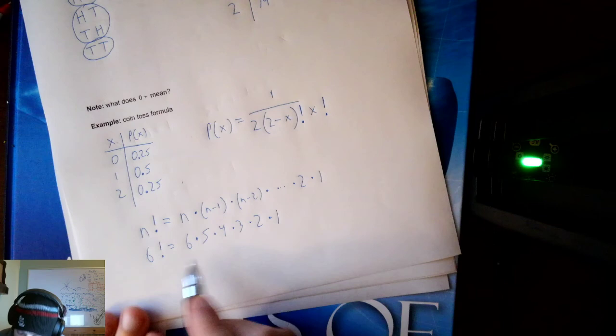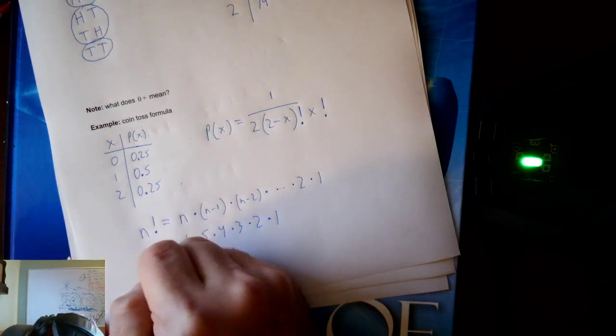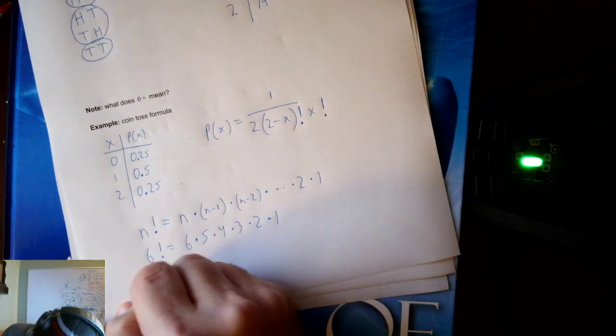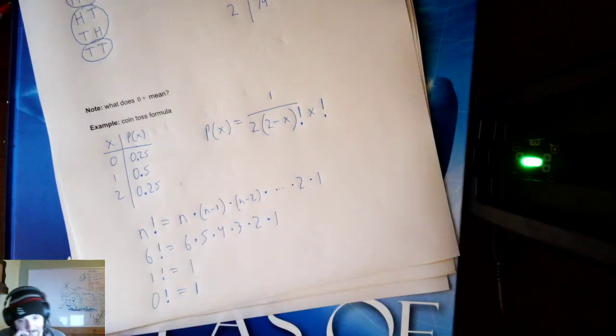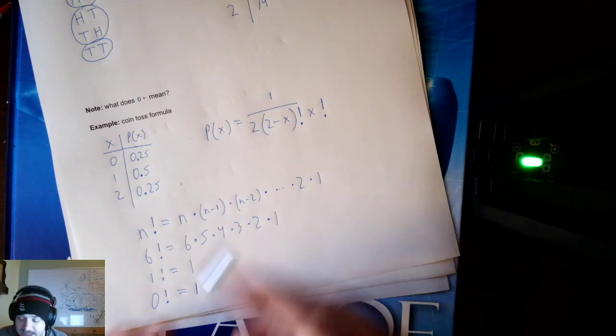So you multiply in descending order until you get to 1. So 1 exclamation point would just be 1, and 0 exclamation point is also equal to 1. So the exclamation point is just an operation. Now let's take a look at one of them.